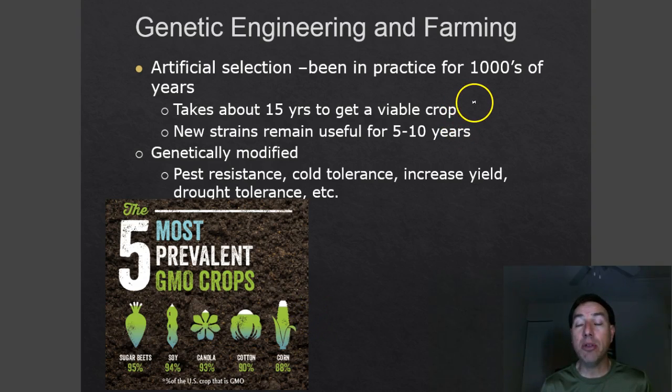Now, we have been messing with genetics for quite a long time, but we weren't splicing genes. We were doing what we call artificial selection, which is when man took two organisms that had specific traits that we wanted to bring out, and we bred them together. And we've done this with cows, and we've done it with dogs, and we've done it with all kinds of organisms. The problem is that if we do it with crops, it takes about 15 years to get a viable crop. And then the new strains will remain useful for about 5 to 10 years before something is bred out of them, or their ability to really produce a lot of yield is bred out of them.